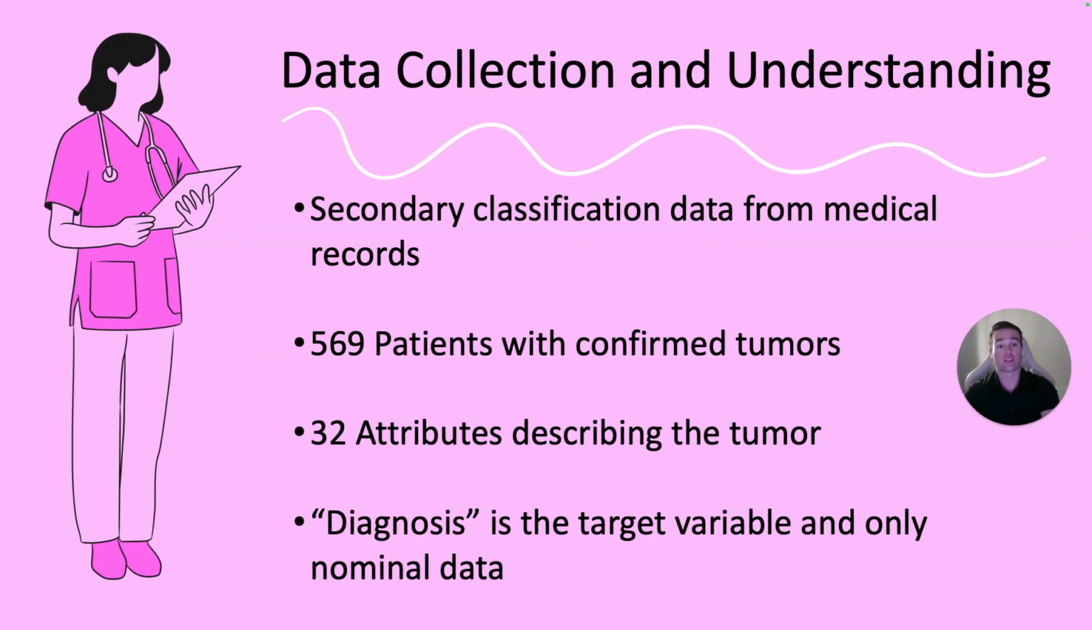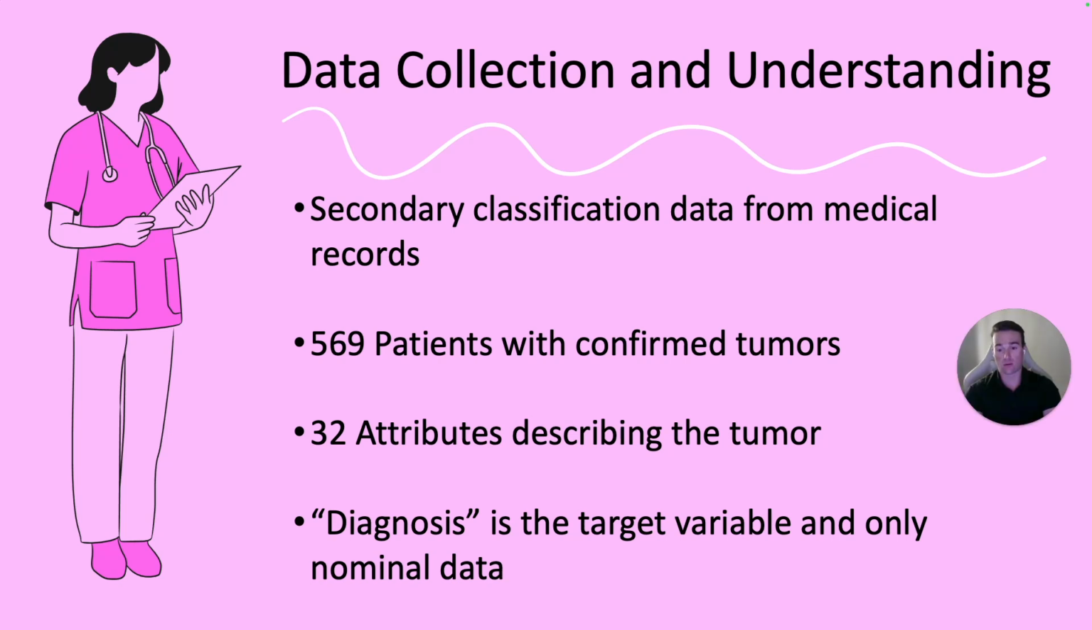For data collection and understanding, first of all, this data is secondary classification data. It comes from medical records, so observations from medical professionals that were put into a patient's medical records and then collected, and that came out of Wisconsin. There's 569 patients with confirmed tumors in this data set, and there are 32 attributes describing the tumor. The data was organized into an Excel spreadsheet with each row representing one patient, and then each column representing an attribute about the tumor.